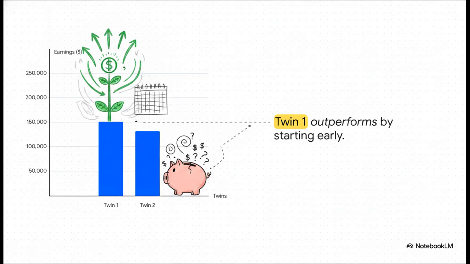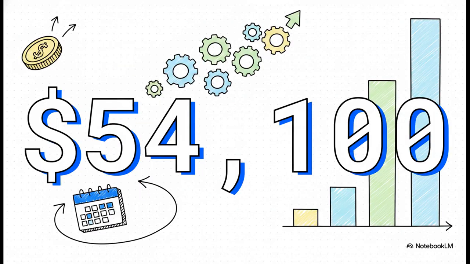Now look at Twin 2. They neglect to save early and don't even begin until age 50. To try and catch up, they invest $5,000 initially and then put in $500 every single month for 15 years at that exact same 4% return. By age 65, Twin 2 has only $132,147.